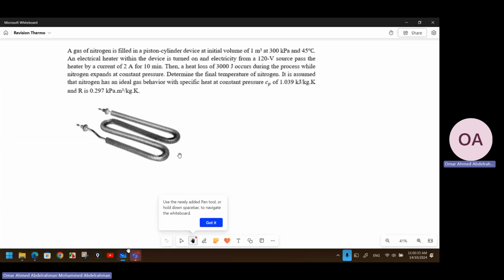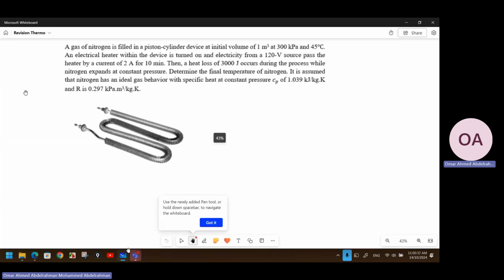The quiz for chapter 4. So maybe the doctor will bring it in the midterm. It has some possibility, inshallah.